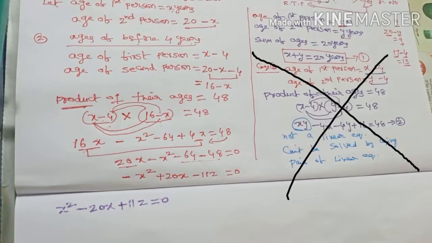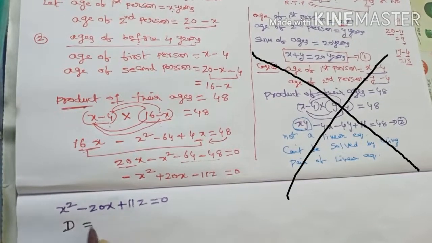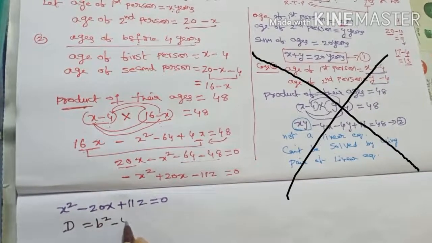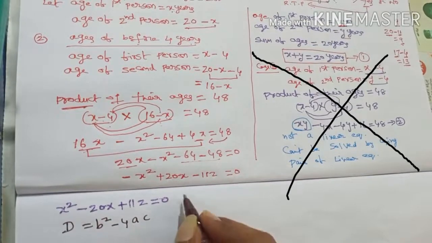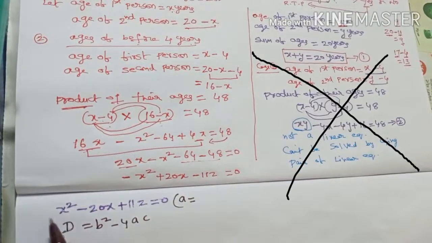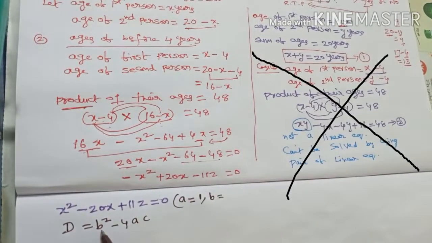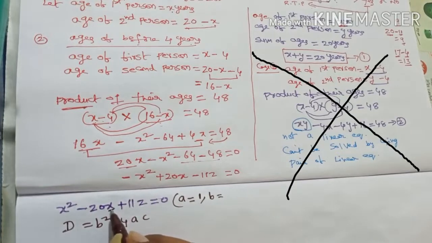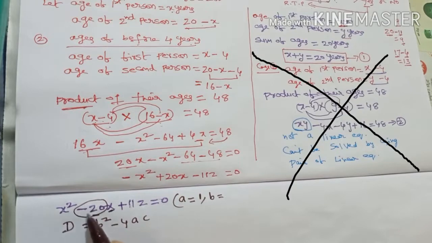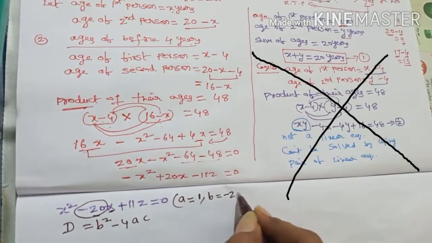As you know, the nature of the roots depends on which concept? It is nothing but discriminant. D is equal to b square minus 4ac. So before that you have to write down the values. What is a? A is the x square coefficient. Here how much? If there is no coefficient, there will be 1. A is equal to 1. Then b. What is meant by b? B is nothing but the coefficient of x. What is the coefficient of x? It is minus 20. You have to consider the sign also. That is most important. Minus 20.